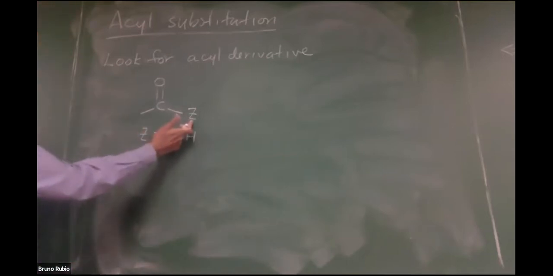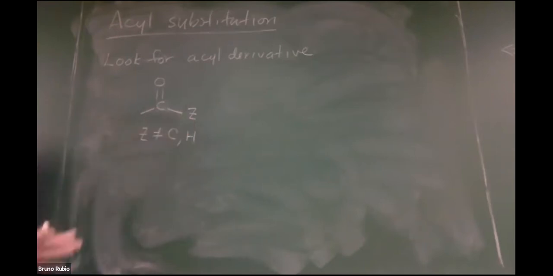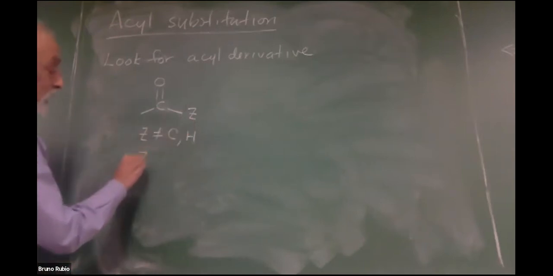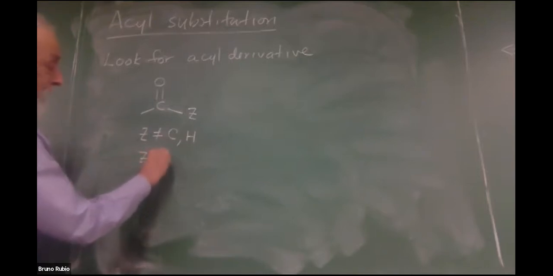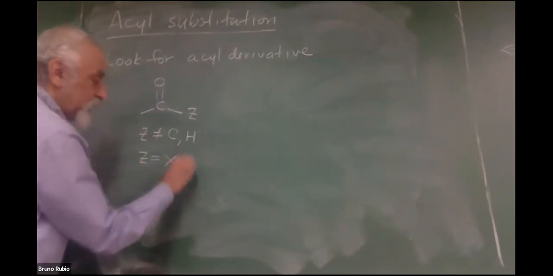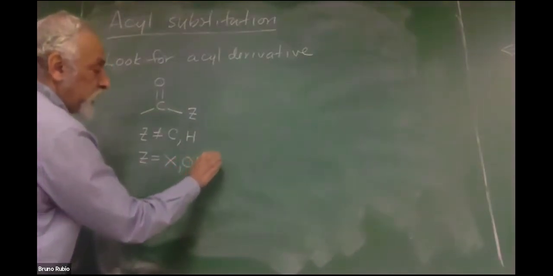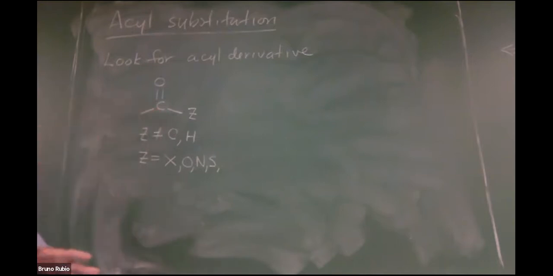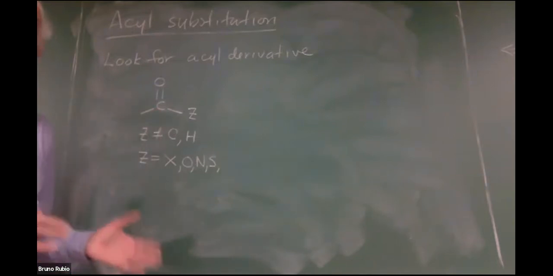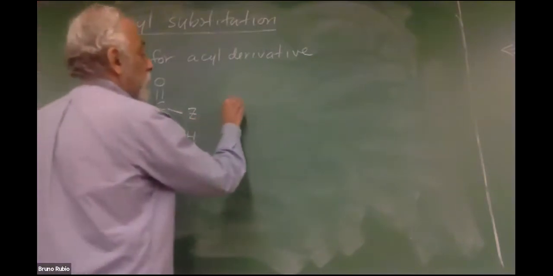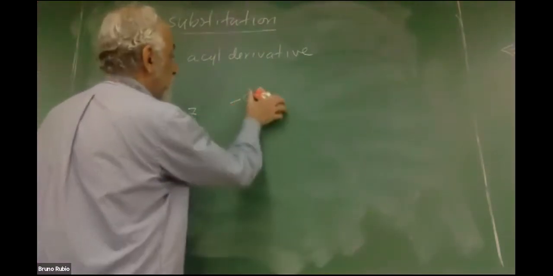Okay, so this thing that I'm calling Z cannot be more carbon or more hydrogen. So what can it be? Well, it can be halogen, right? Or it could be oxygen, or it could be nitrogen, or it could be sulfur. It could be a lot of things, just not more carbon and hydrogen on both sides of the carbonyl. Let's look at some specific examples of acyl derivatives. All right, so a specific example could be.